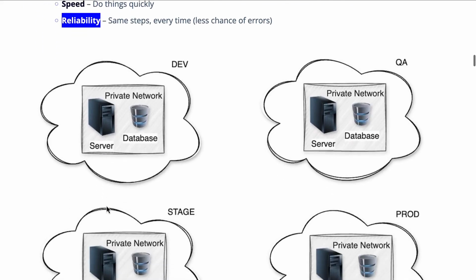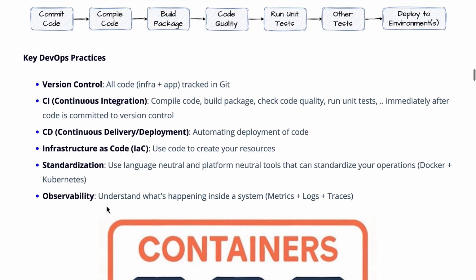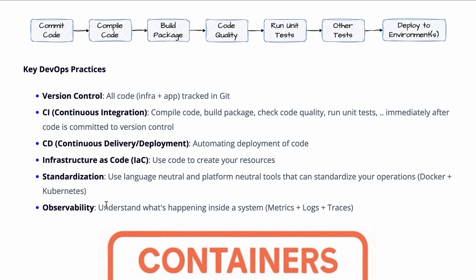The next part of DevOps is the practices. What are the key DevOps practices? Number one is version control. You would want to have all code tracked in Git. This is something almost every project does, right? So you have a version control system, most probably it's based on Git, and you'd be able to have your code, your application code in Git.